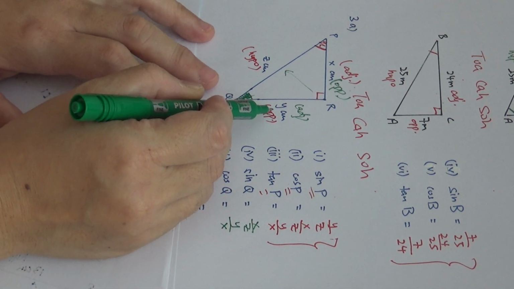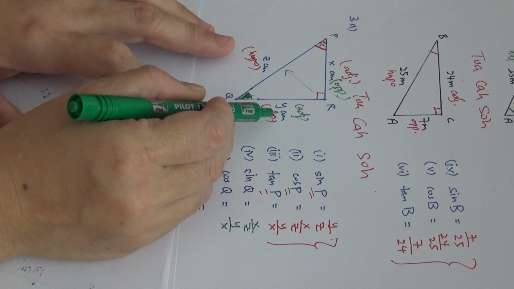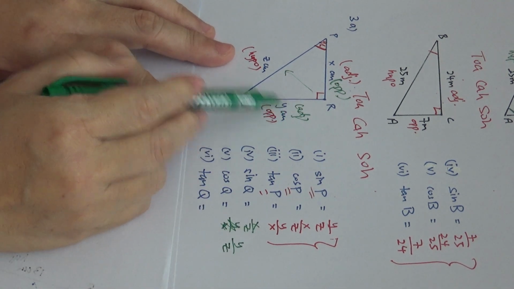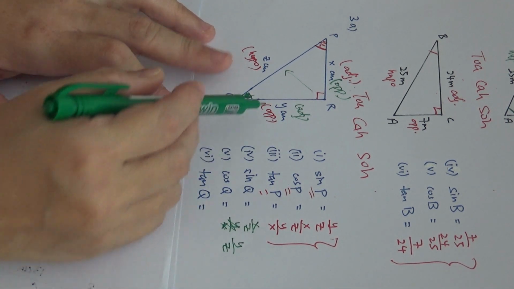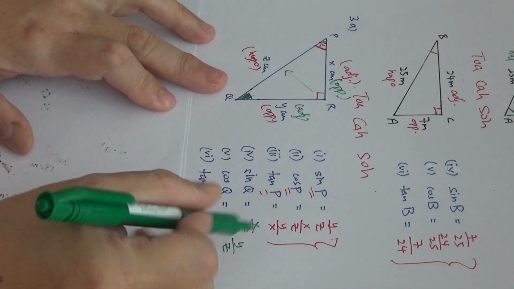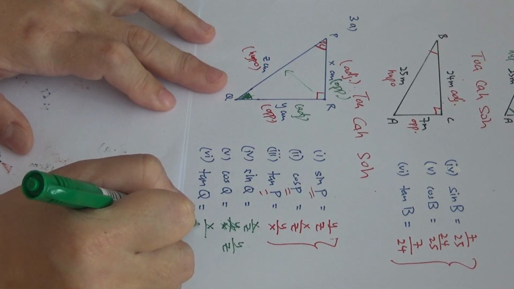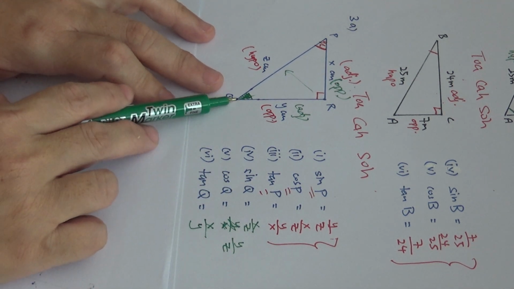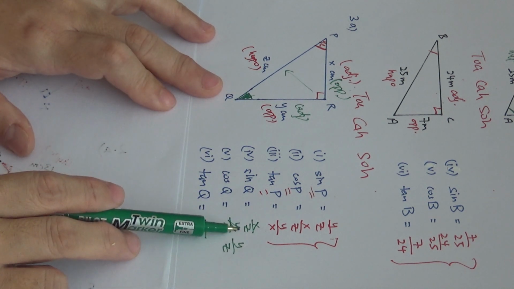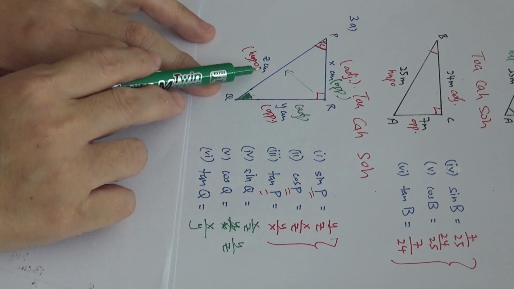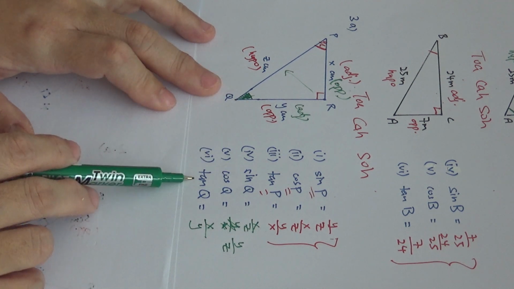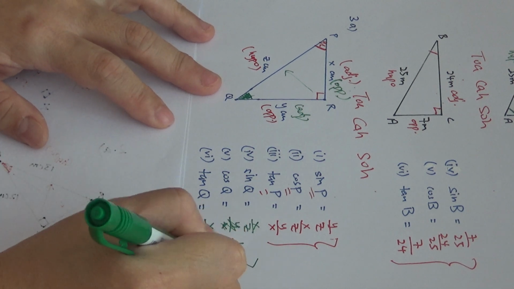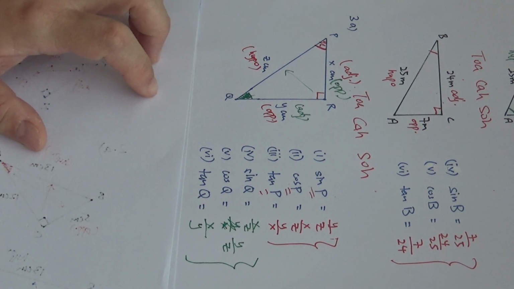Cosine, adjacent over hypo, is y over z. My mistake. Y over z, adjacent over hypo. And tangent is opposite over adjacent, so it is x over y. Okay, repeat. Sine Q, opposite over hypo, x over z. Cosine Q, adjacent over hypo, y over z. And tangent Q, opposite over adjacent, x over y. So that's how you get the three ratios for angle Q.